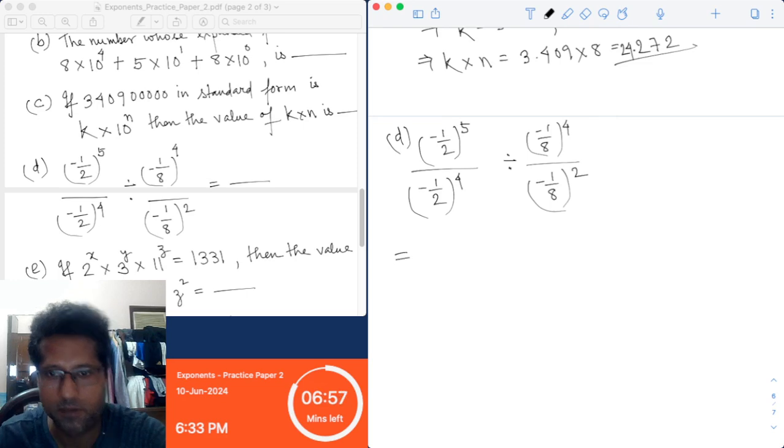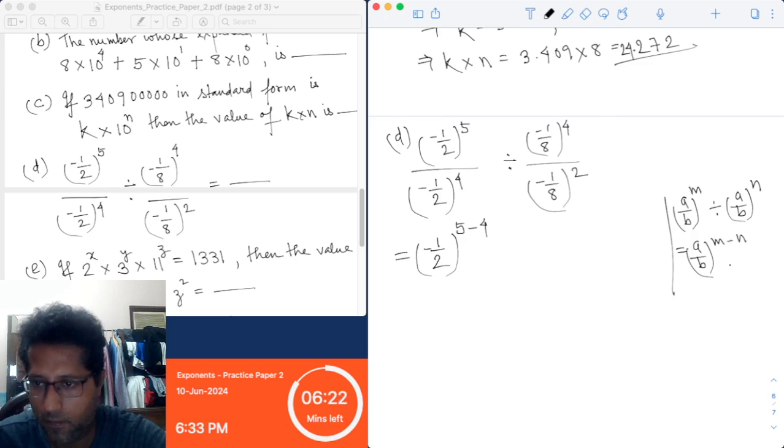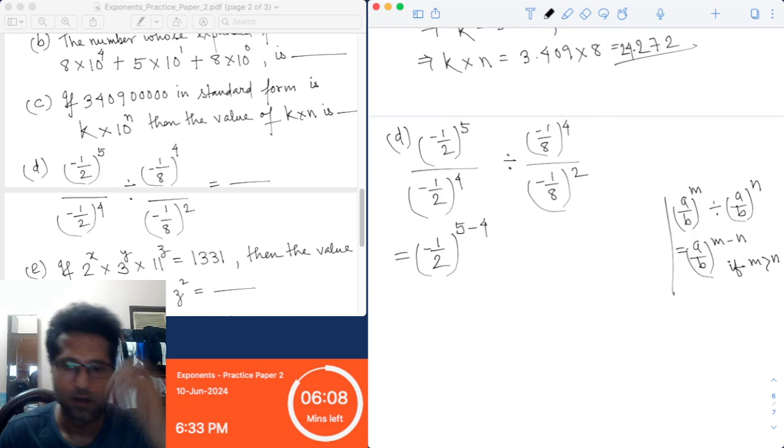Now this minus half to the power 5 divided by minus half to the power 4 is nothing but minus half to the power 5 minus 4, because we know that a by b raised to the power m divided by a by b raised to the power n is equal to a by b raised to the power m minus n if m is greater than n. We know this fact from the laws of exponents, and we see that m in this example is 5 and n is 4. So this becomes minus half to the power 5 minus 4.